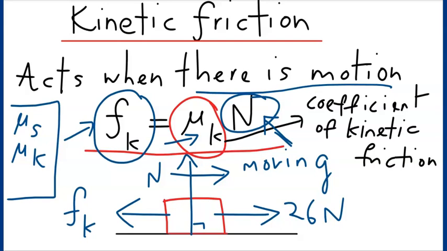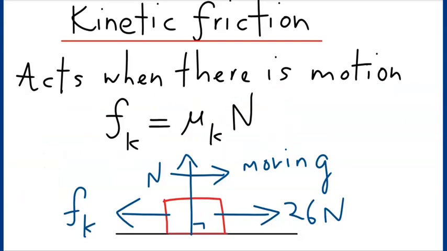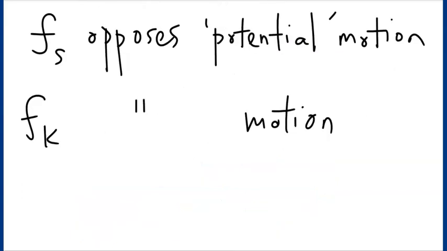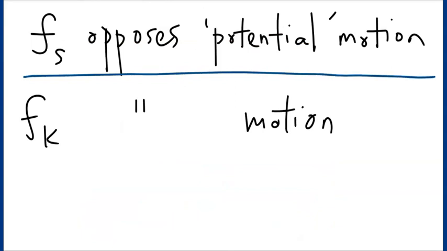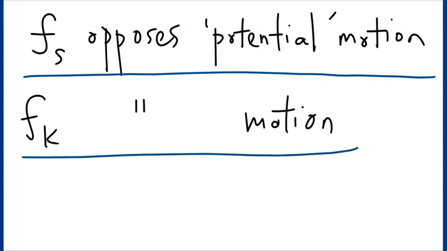It's a dimensionless quantity. So to sum up, kinetic friction is the type of friction that acts when the object is moving, or when there is relative motion between the object and the surface. Another thing, just to summarize, is that static friction opposes potential motion, meaning it always will try to prevent an object from moving, whereas kinetic friction opposes motion. It acts when the object is moving and therefore will always act in a direction opposite to that of the motion.